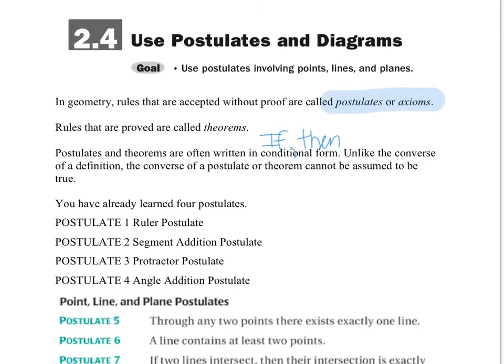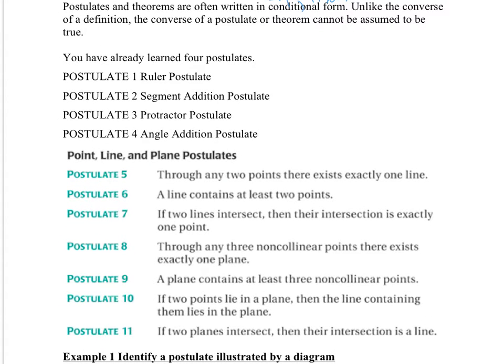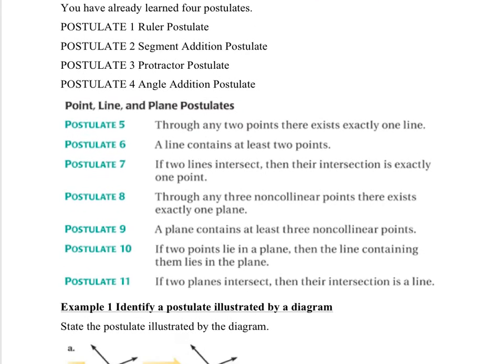So we have 4 postulates that we already learned. We learned about the ruler postulate, measuring with a ruler and finding the length of a segment. Segment addition postulate, where we add 2 segments together to give us the length of the whole thing. Protractor postulate, where we learned how to read a protractor to give the measure of an angle. And angle addition, where we added 2 smaller angles to get a larger angle.